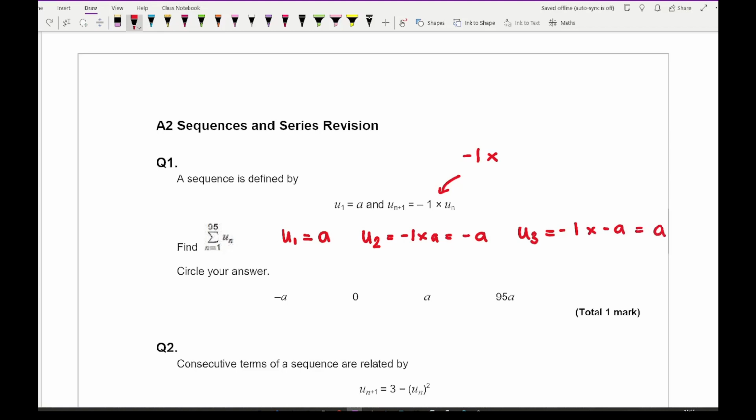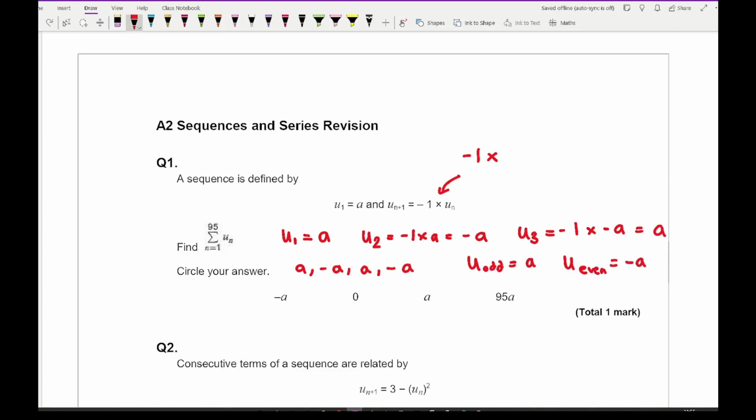So what we notice is that the first couple of terms are going to be a, then it's -a, then it's +a, then it's -a. Now when we've got n is a positive number, or should I say an odd number, then we end up with +a, and when we've got n is an even number, we end up with -a.